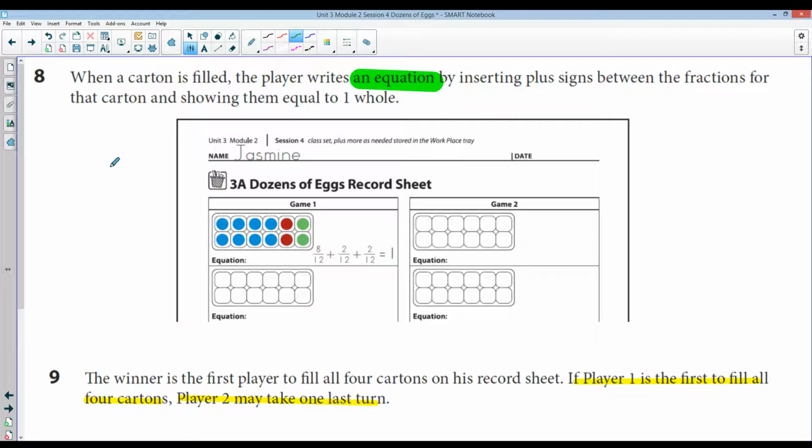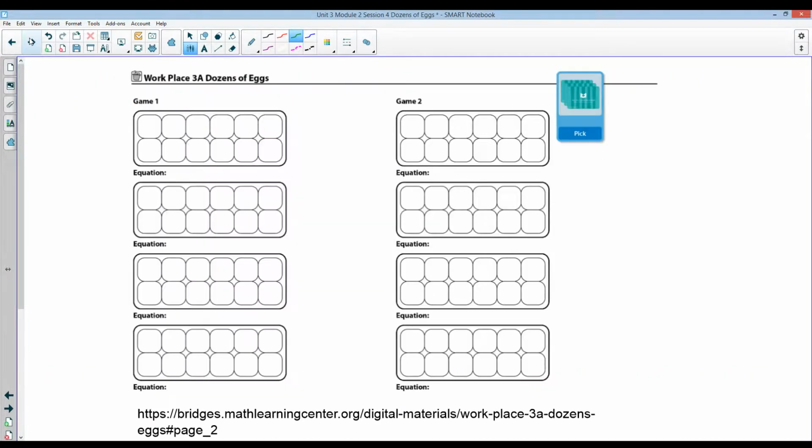Okay, when the carton is filled, the player writes the whole equation by inserting the signs that show plus: 8 12ths plus 2 12ths plus 2 12ths. The winner is the first person to fill all of his or her 4 up.